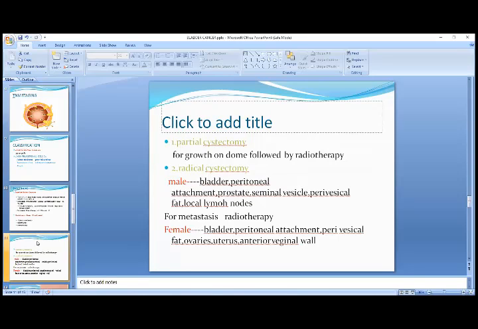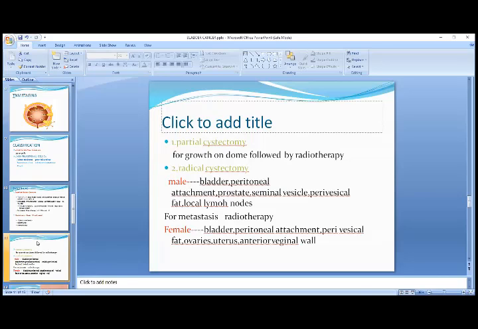So in case of cystectomy, you can go for partial cystectomy for a growth which is present on the dome, followed by radiotherapy. If the advanced disease, T2 or greater, is present on the dome of the bladder, then you can go for partial cystectomy. That is, you just remove the dome of the bladder, and it will lead to cure, but you will have to go for radiotherapy later on.